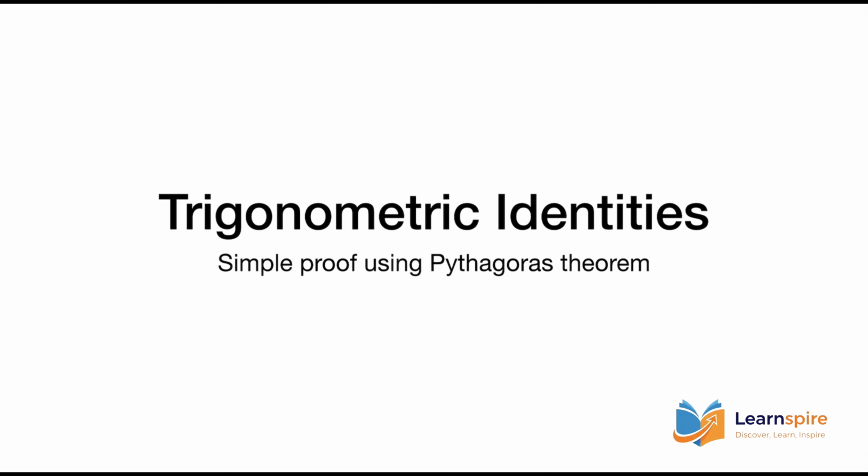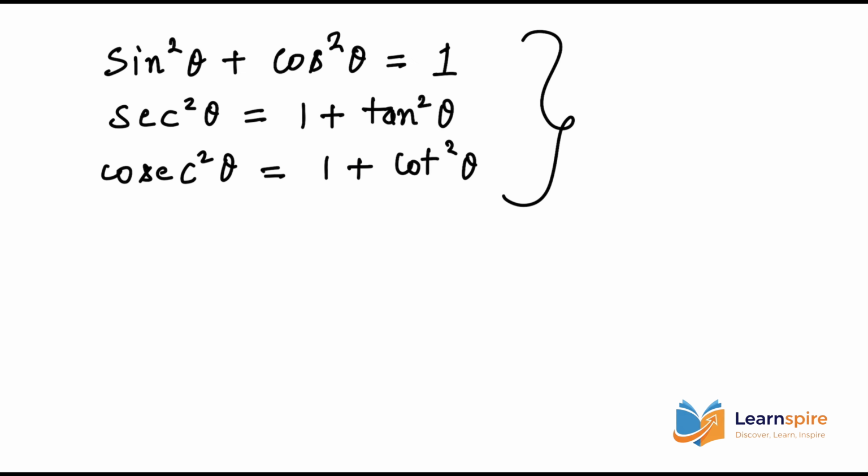All right, so let's try to prove the trigonometric identities using Pythagoras theorem. Now, as we all know, we have three trigonometric identities. The first one is sine square theta plus cos square theta equals 1. The second is sec square theta equals 1 plus tan square theta. And the other one is cosec square theta equals 1 plus cot square theta.